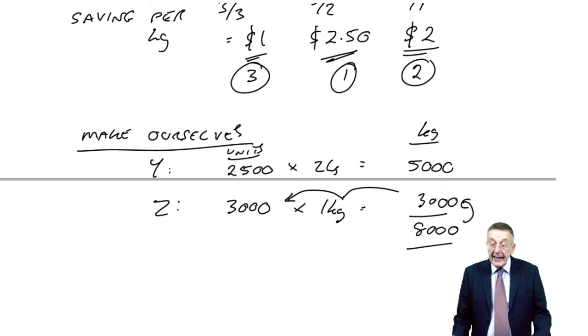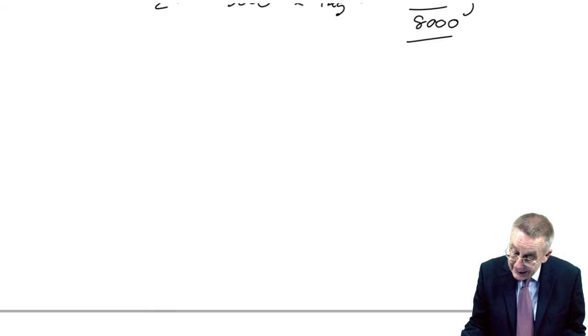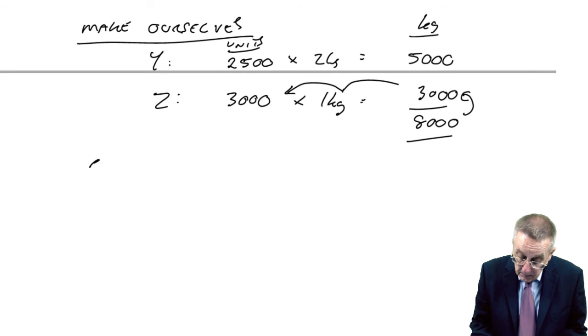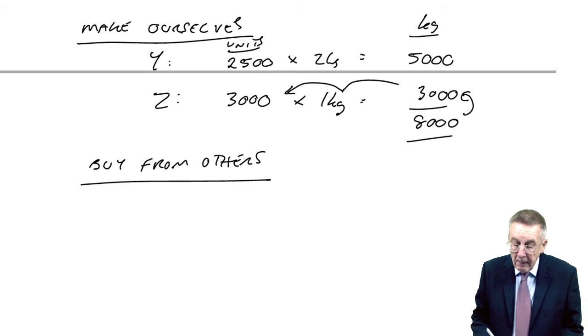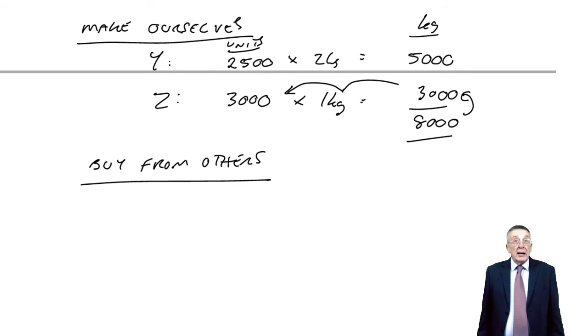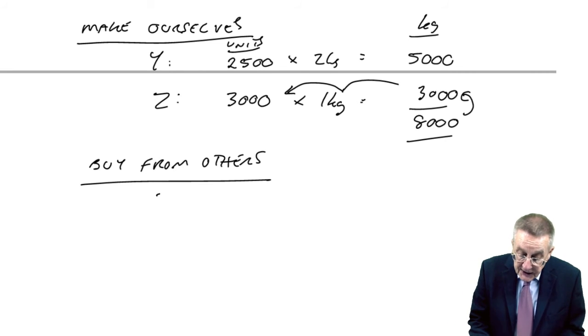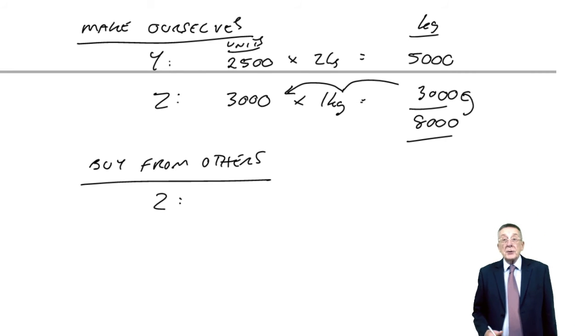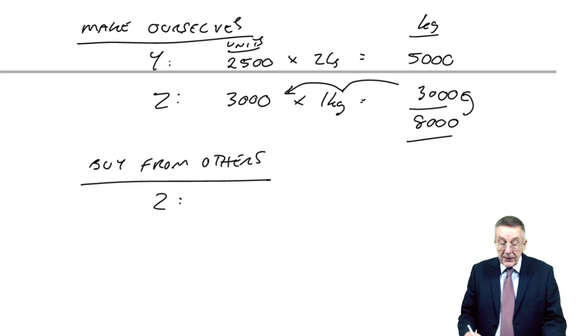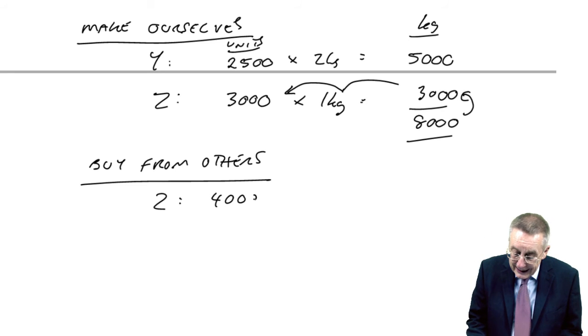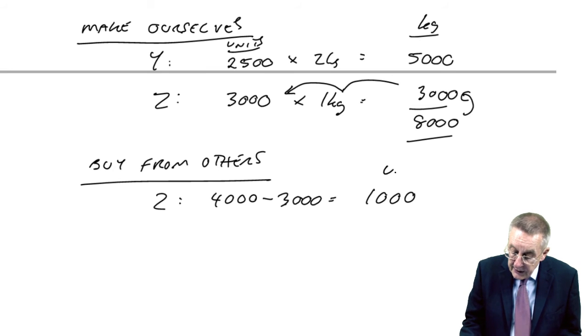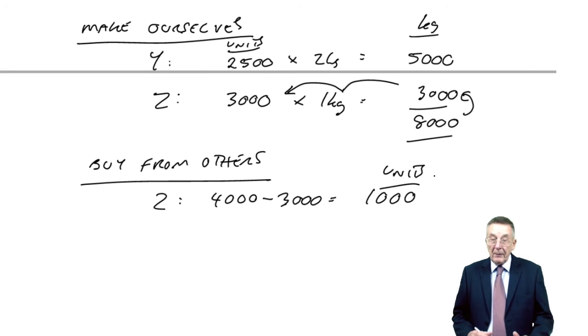So that's what we'll make ourselves. Anything else we'll buy in. And so what will we buy in? Buy from outside, not from others. Well, we're not going to buy any more Ys because we're already producing as many as we can sell. Z, we could sell 4,000 and we're only producing ourselves 3,000. So Z, we'd have to buy in the other 1,000 units.